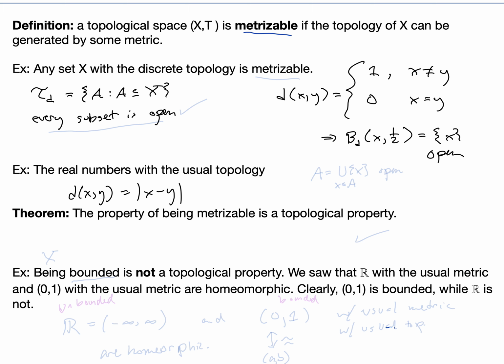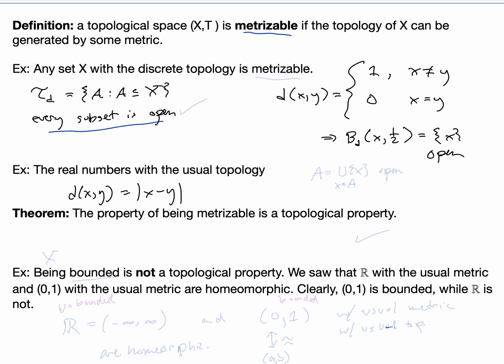Remember that the discrete metric is the topology tau sub d, where every subset of X is open. This is given by the discrete metric, where the distance between 2 points is 1 if x is not equal to y, 0 if x is equal to y, and therefore the ball centered at x of radius 1/2, or any distance less than 1, is going to be equal to the singleton set just x.